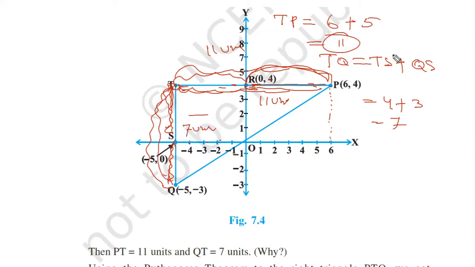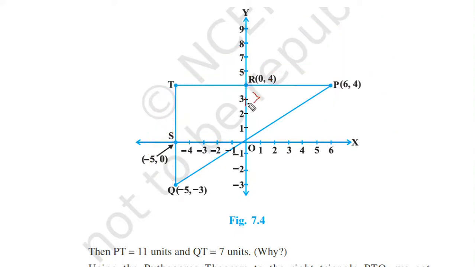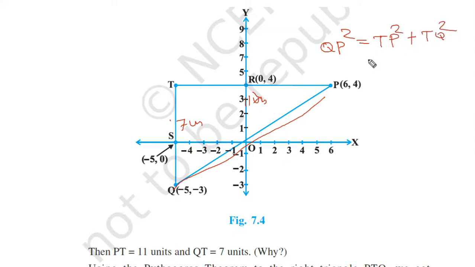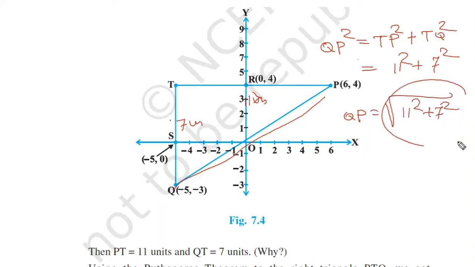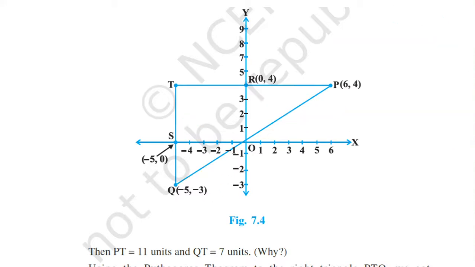Okay, therefore what you can do, this is your 11 unit, this is your 7 unit. Now you can find the value of QP. So now QP square is equal to TP square plus TQ square, which is equal to 11 square plus 7 square. Now QP is equal to root over of 11 square plus 7 square. I will calculate the values and find the value of QP.